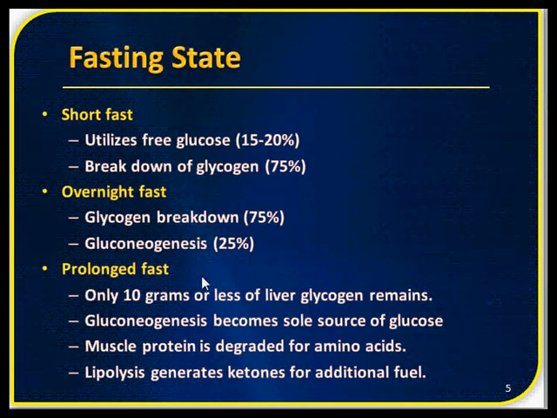Supposing one were on a prolonged fast, like a willful fast or fasting because of non-availability of food, only 10 grams or less of liver glycogen remains and all the glycogen is spent. Gluconeogenesis becomes the only source of glucose at that time. There will be muscle wasting and adipose tissue breakdown, and muscle protein is degraded for amino acids. Lipolysis generates ketones, which act as an additional fuel. Ketones by themselves can yield energy other than glucose. That's how the body tries to maintain the glucose in spite of fasting.